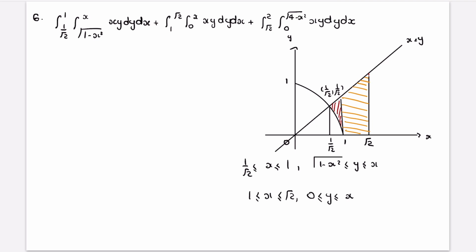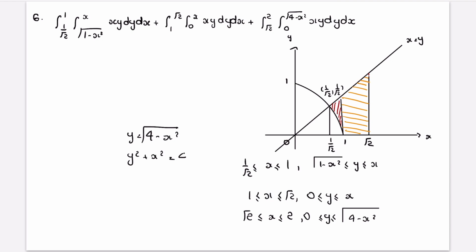Okay, let's move to the third one. h is between root 2 and 2, y is between 0 and square root of 4 minus h square. It's the same as the first one. So y equal to square root of 4 minus h square, also y square plus h square equal to 4. So we can know that the radius of the circle is 2. Okay, let's draw.